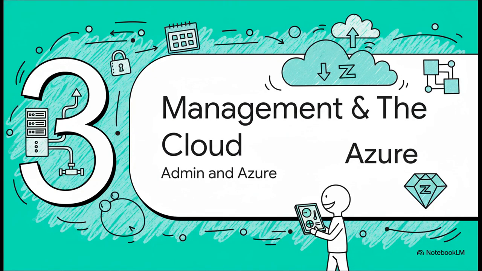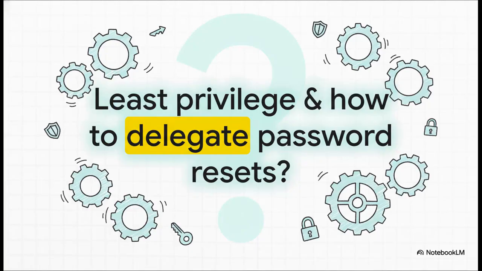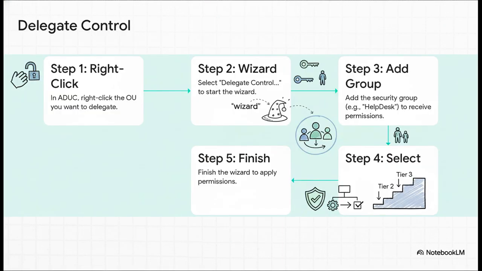All right, we're in the home stretch now. Let's get into our final section, focusing on day-to-day administration and how AD plugs into Azure. So, how do you give people just enough permission to do their jobs without making everyone a domain admin? This is where the Delegation of Control Wizard becomes your absolute best friend. It's the perfect tool for applying the principle of least privilege. You grant only the exact permissions needed, like resetting passwords to a specific group.